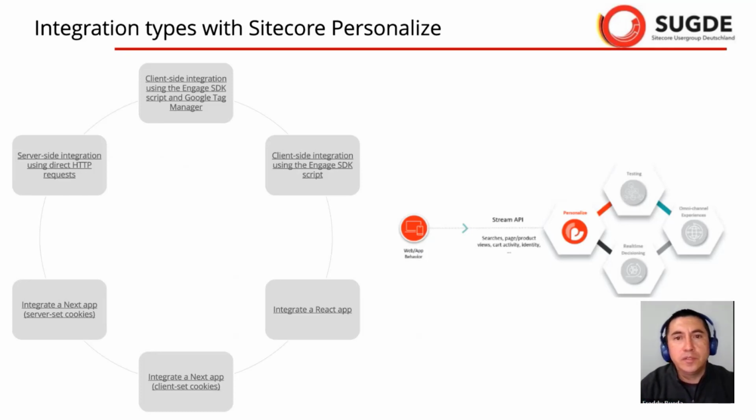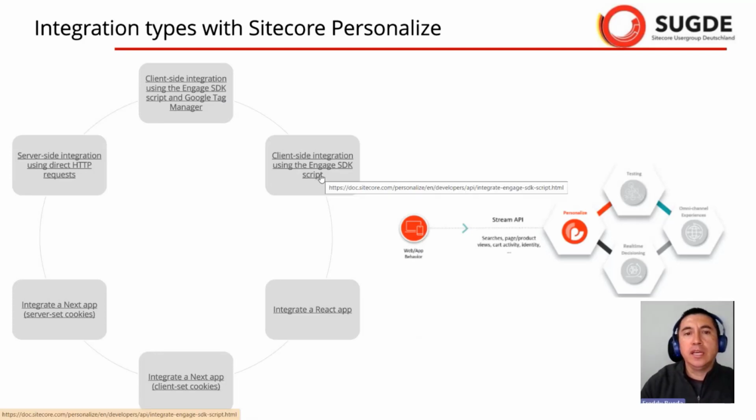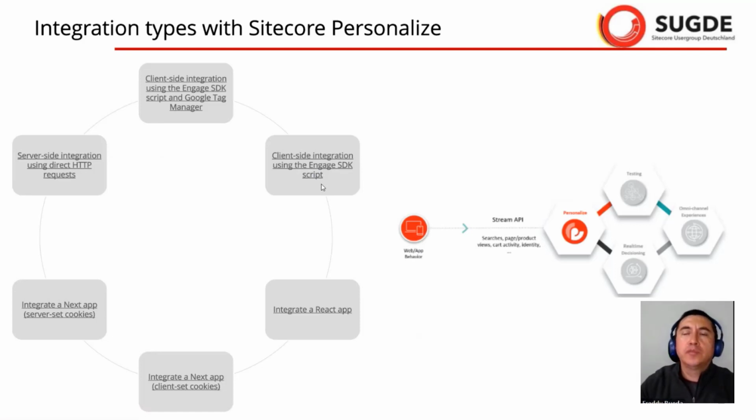And with the appearance of XM Cloud, Sitecore has been working on some SDK scripts to connect with other frameworks. We can also connect with a React application or a Next.js application that is XM Cloud. And there is a difference because we have two types: server set cookies and client set cookies. Basically, server set cookies are created by the server and sent to the browser. And when you use client set cookies, the browser is the one that creates the cookies.